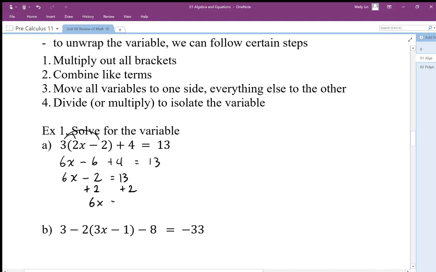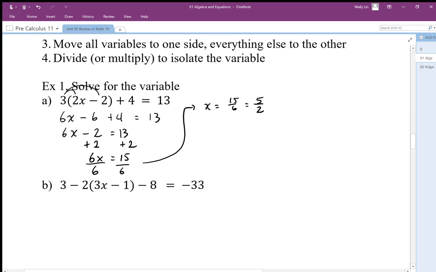So it's going to be 15. And then we undo the times with a divide. Then we end up with 1x is equal to 15 over 6, which simplifies to 5 over 2. And the idea is we want to get rid of these brackets, and we want to account for our terms, so combine our like terms, and then we want to undo these calculations to get the x by itself.